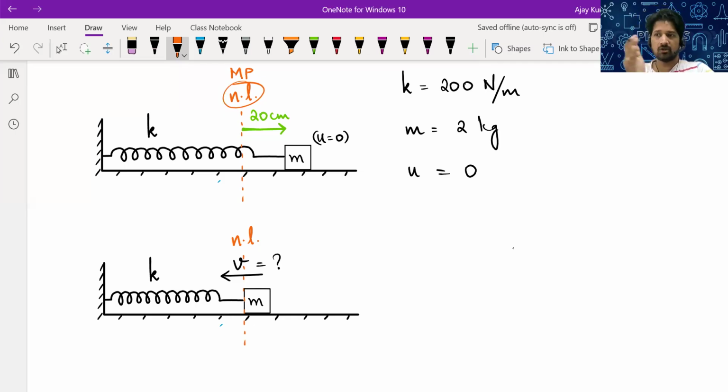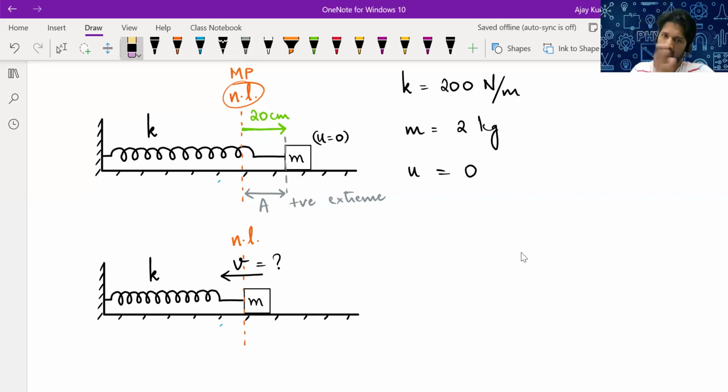Now the block was displaced by 20 centimeters from the mean position and released from there. At that 20 centimeter displacement, because the velocity is zero, you can say that this position is the positive extreme of the oscillation. In SHM, at extreme positions only, the velocity becomes zero. So at whichever position the velocity is zero, that has to be an extreme position. So we know the mean position, we know the extreme position. The distance between them is what you call amplitude, which in this case automatically becomes 20 centimeters.